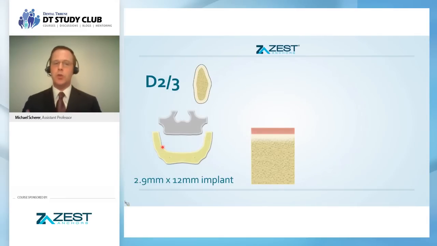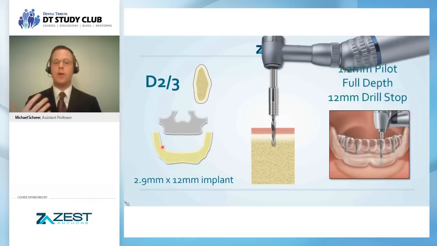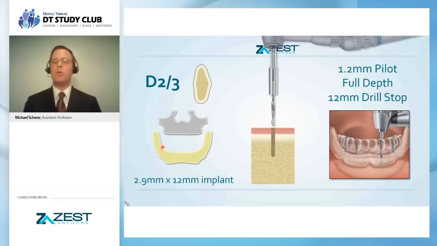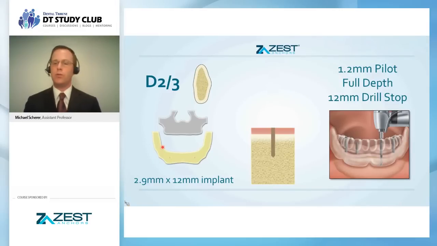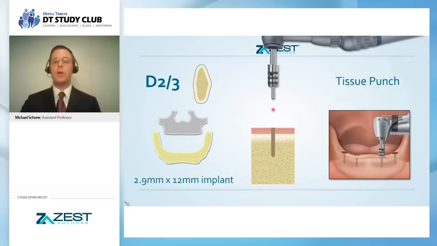So if we go through the basic surgical protocol, whether it is guided or traditional, we want to make sure that we use things that are straightforward and easy. In this case, what we recommend is taking the initial pilot drill, the 1.2 millimeter wide, going at your preferred stop. Since we're going to be placing a 2.9 millimeter by 12 millimeter implant, we're going to be putting on a 12 millimeter drill stop that's going to be contacting the tissue right here, as you saw in the previous animation. And then the next step is to go in with a tissue punch.